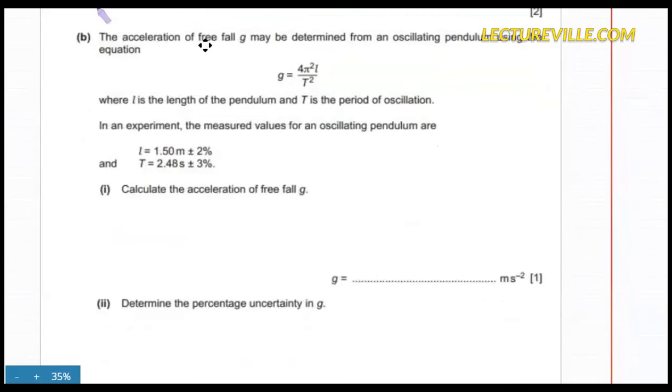So acceleration of free fall G may be determined from an oscillating pendulum using this equation, where L is the length of the pendulum, T is the time period of the oscillation. In an experiment, the measured values for an oscillating pendulum are: length is 1.50 meter plus minus 2%, and time period is 2.48 plus minus 3%. Calculate the acceleration of free fall G. Now, for the first one, he's just giving you 1 mark because he's telling you the formula. All you need to do is just put the values in.